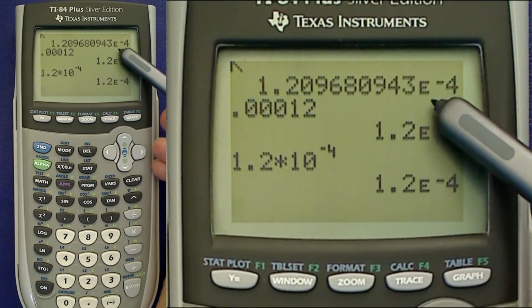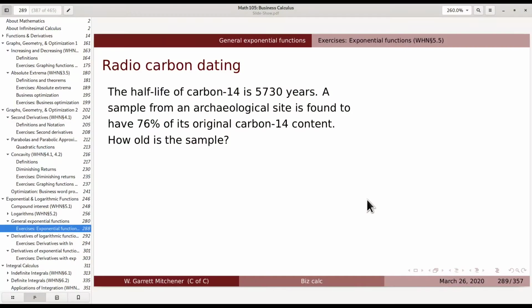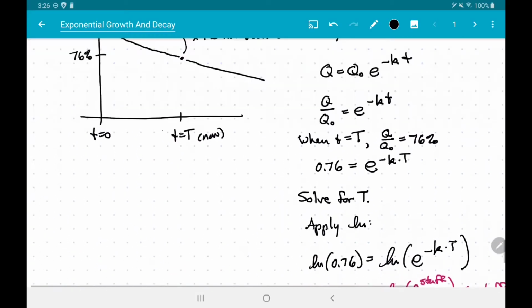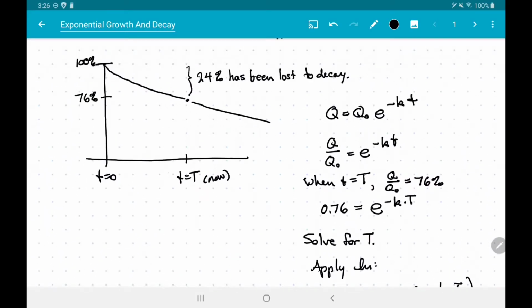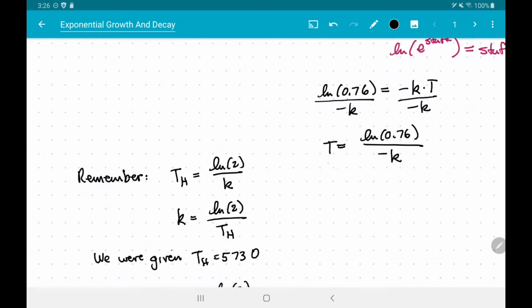So that's what that notation means. Now getting back to the problem, we want to answer the question, how old is the sample? Which means that, again, we're interested in what time represents now, because we set up time 0 to be when the tree died. And so this t is the age of the sample. Okay, well, we solved for t in terms of k like that.